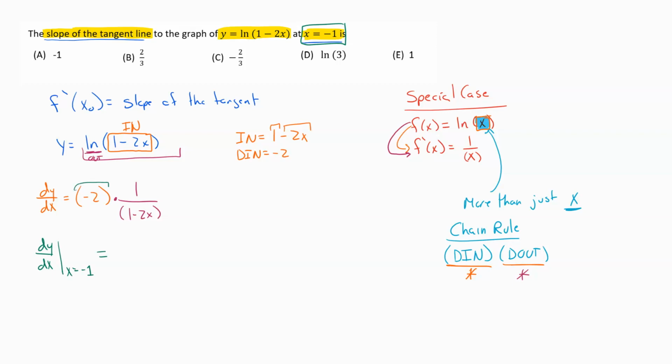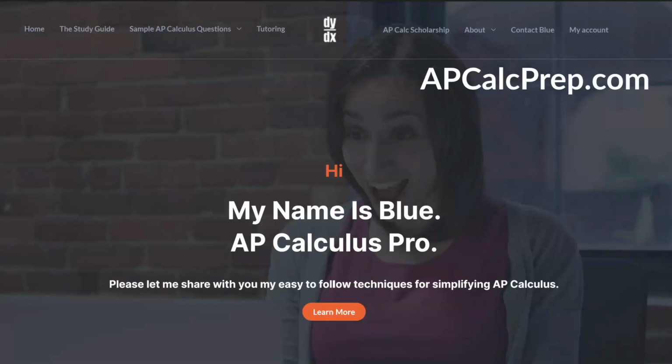I'm going to get my negative 2 on top. On the bottom, I get 1 minus 2, and then instead of x, I plug in negative 1. So I get negative 2 over 1 plus, negative 2 times negative 1 would give us a plus 2. So this is 1 plus 2 on the bottom, which would be 3. So the slope of the tangent line to that graph at the point x equals negative 1 would be negative 2/3, and that's option C.